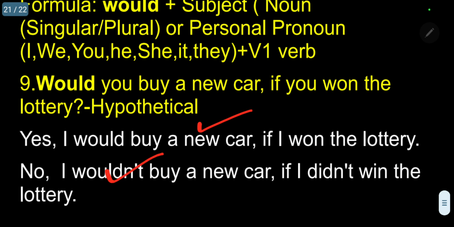No, I won't buy a new car if I didn't win the lottery.